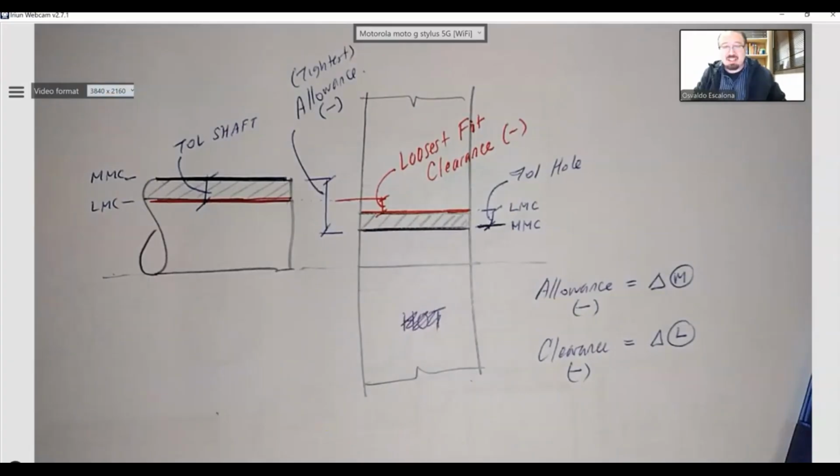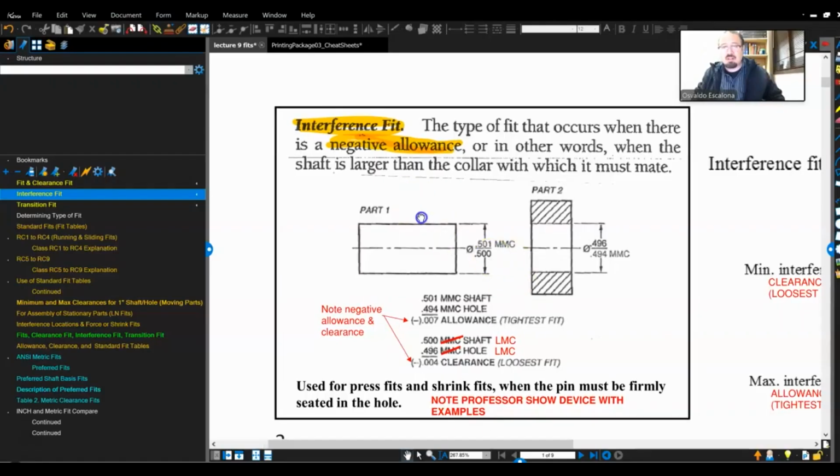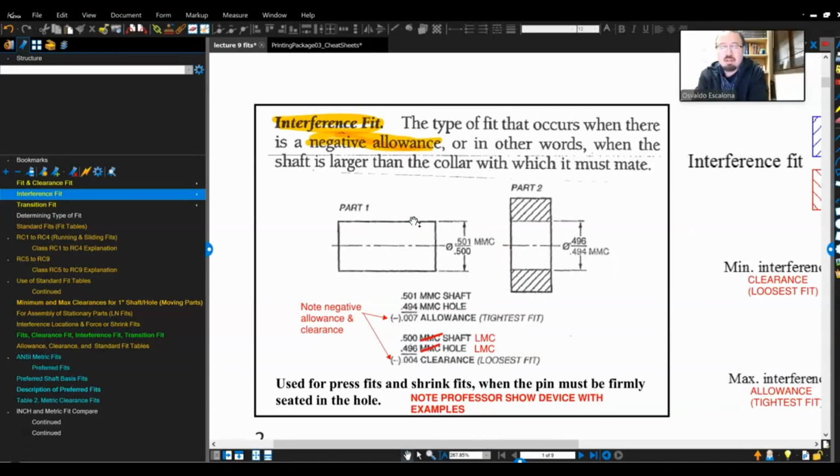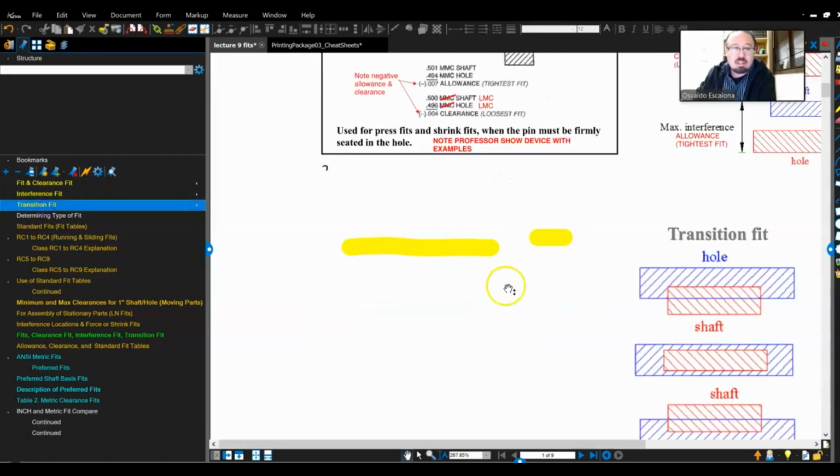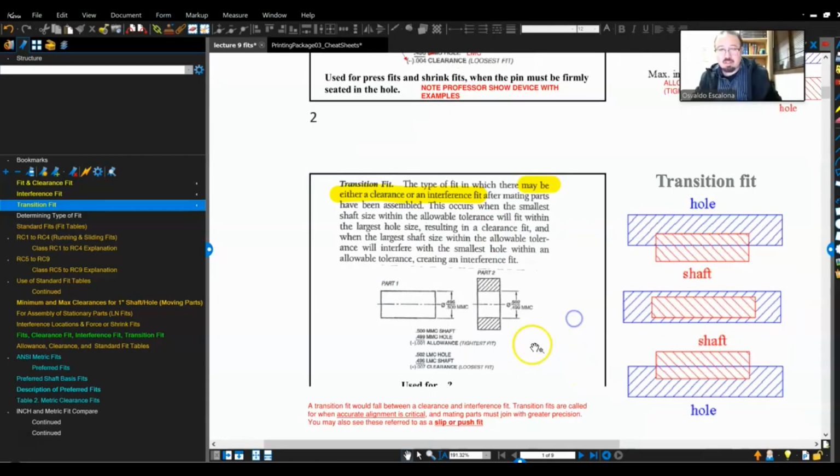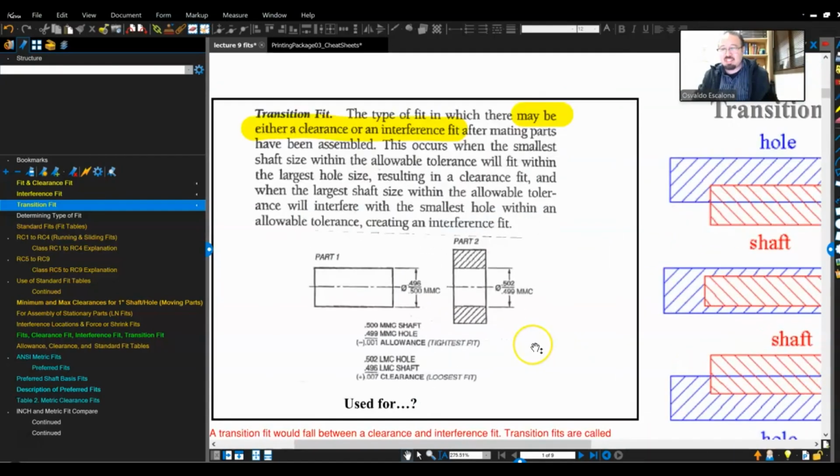We call that interference, which is what you guys see here. Interference fit is the type of fit that occurs when there is a negative allowance, in other words, when the shaft is larger than the collar with which it must mate. Doesn't matter what I do, I will always interfere. And again, remember that the allowance is the tightest fit, the change in MMCs, and the clearance is the change in LMCs. Transition fit. I think that's where we want to leave it. Transition fit is where I have a transition between it.